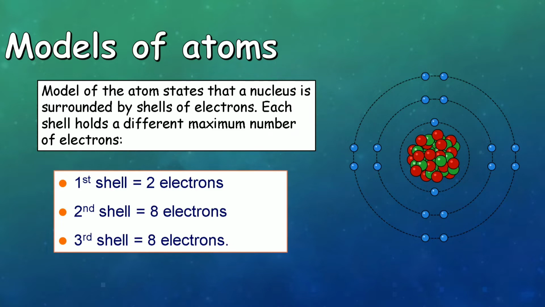Do you still remember the scientist who proposed this model? Will you please type down in our comment section who the scientist is? I will give you a clue. The first letter of his surname is B. Okay? Alright, the answer is Niels Bohr.